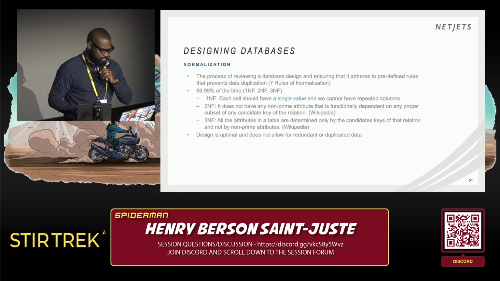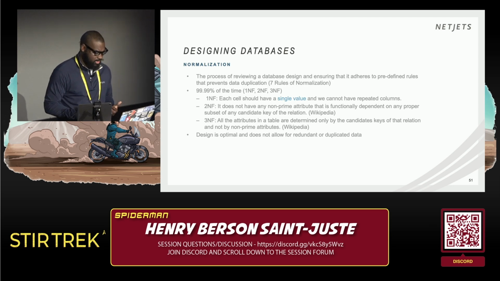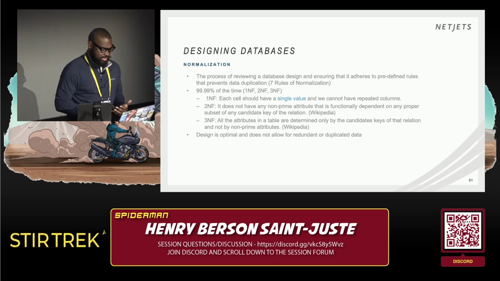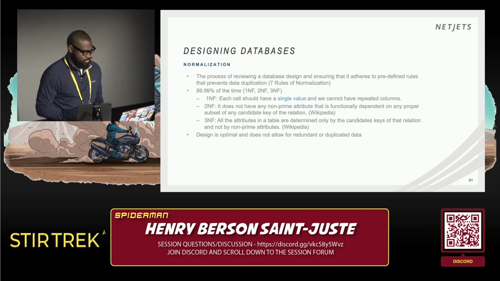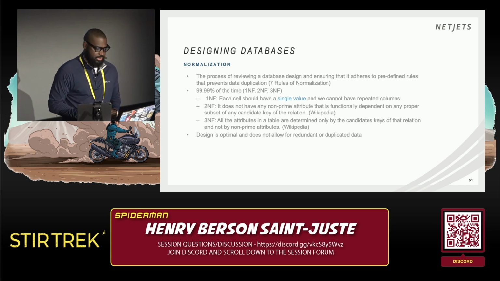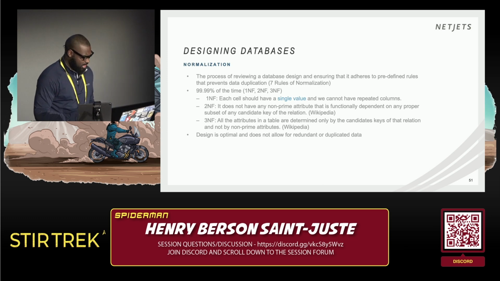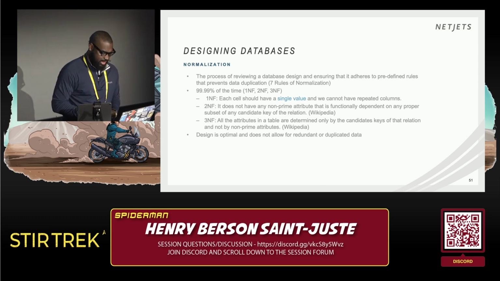So we talked about normalization. Normalization is the process of reviewing a database design to ensure that it adheres to predefined rules to prevent duplication, and we can refer to the 7 rules of normalization. The first one is the first normal form, which says that each cell should have a single value, and we cannot have repeated columns.